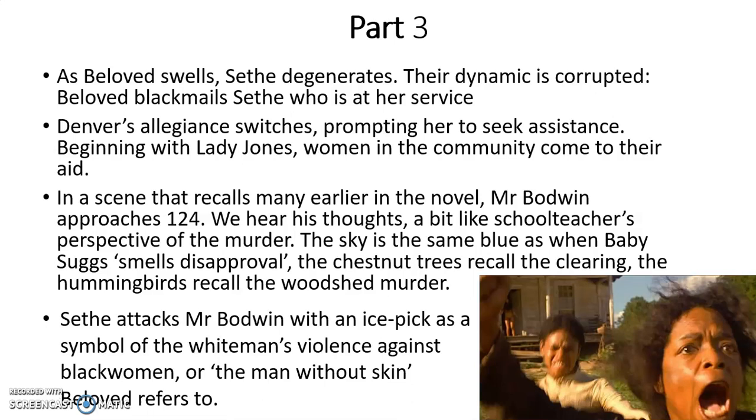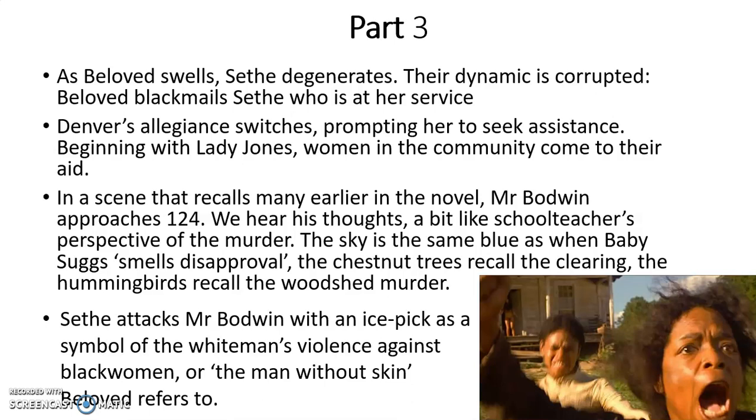And then you had part three. Look how I haven't put part three all in bold. That's annoying. In part three, Beloved basically starts to swell, doesn't she? So she ends up looking pregnant by the end. And as she gets bigger, Sethe degenerates. And their whole dynamic just seems to be quite corrupted. So Beloved blackmails Sethe, who's performing this service role. Basically, Beloved barks out the orders and Sethe does exactly what she says. So it's almost as if Sethe has become the child and Beloved has become the mother.